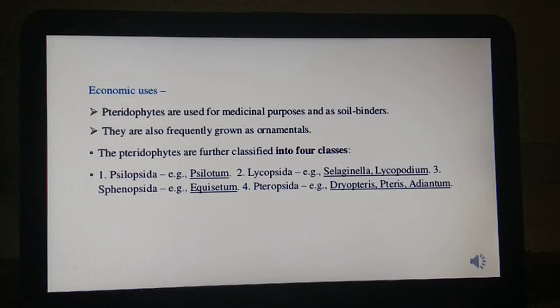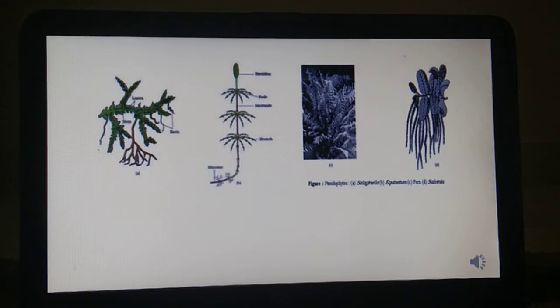The pteridophytes are further classified into four classes, students. We have Psilopsida, example Psilotum. Then we have Lycopsida, example Selaginella or Lycopodium. Then Sphenopsida, the example is Equisetum. And we have Pteropsida, the examples being Dryopteris, Pteris or Adiantum. These are the examples. So you can see here, students.